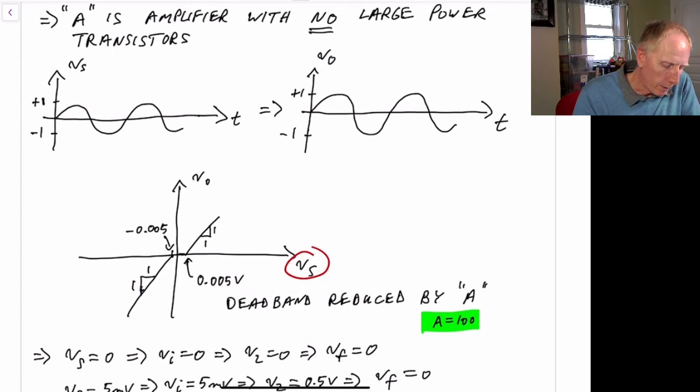So in other words, rather than this being 0.5 volts on the right, it's now 0.005 volts, and this is negative 0.005 volts.